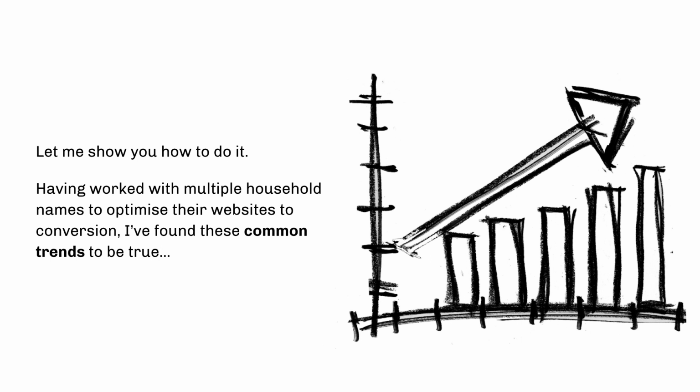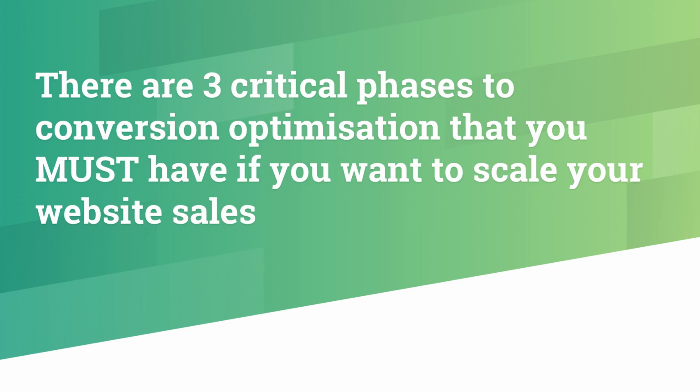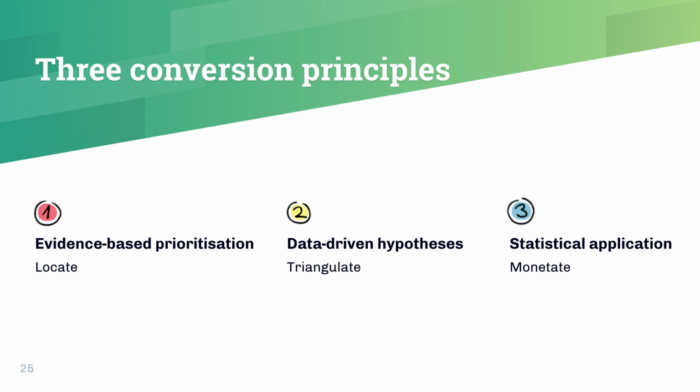Having worked with multiple household names to optimize their websites for conversion, I found these common trends to be true. There are 3 critical phases to conversion optimization that you must have in place if you want to scale website sales. And they're these: evidence-based prioritization, data-driven hypotheses, and statistical application. This is the locate, triangulate, monetate framework. Let's unpack them right now.